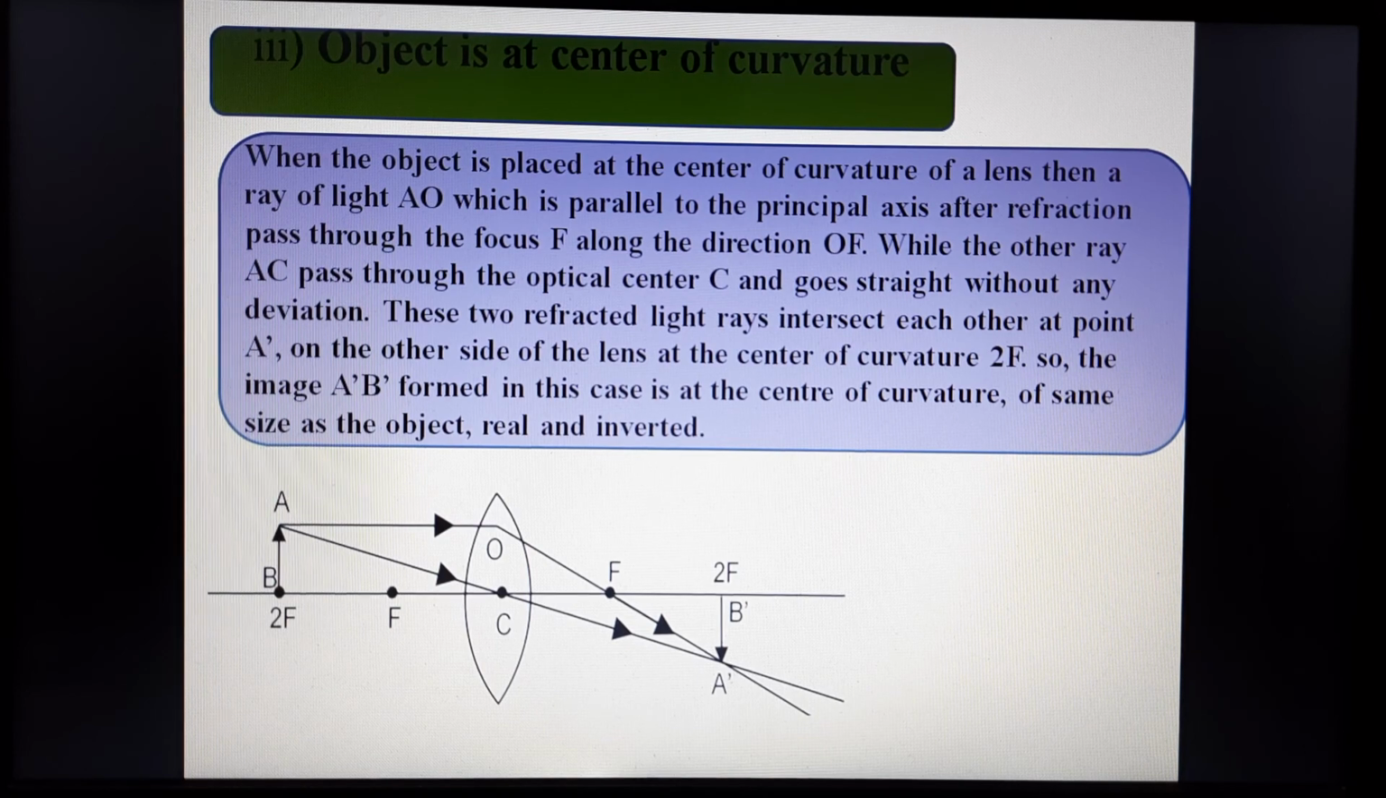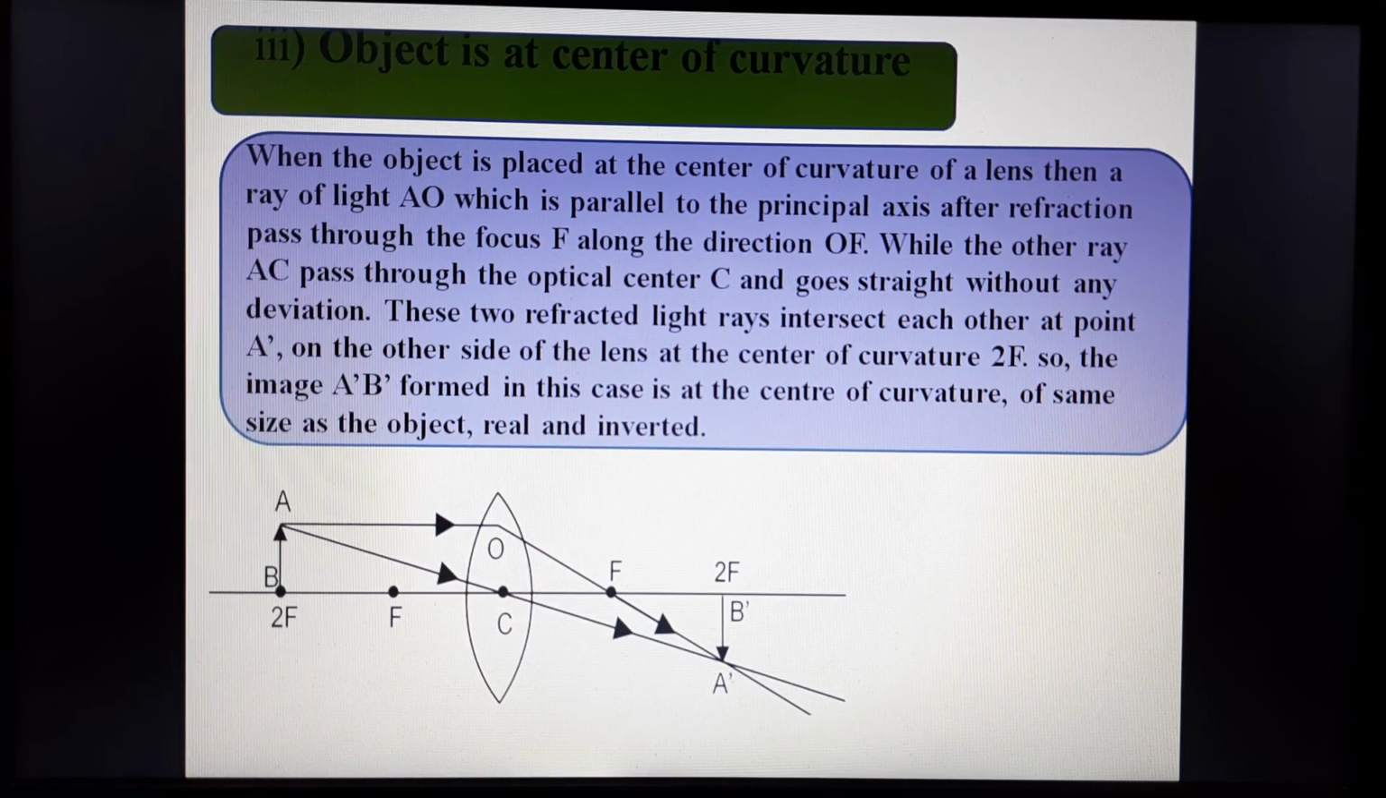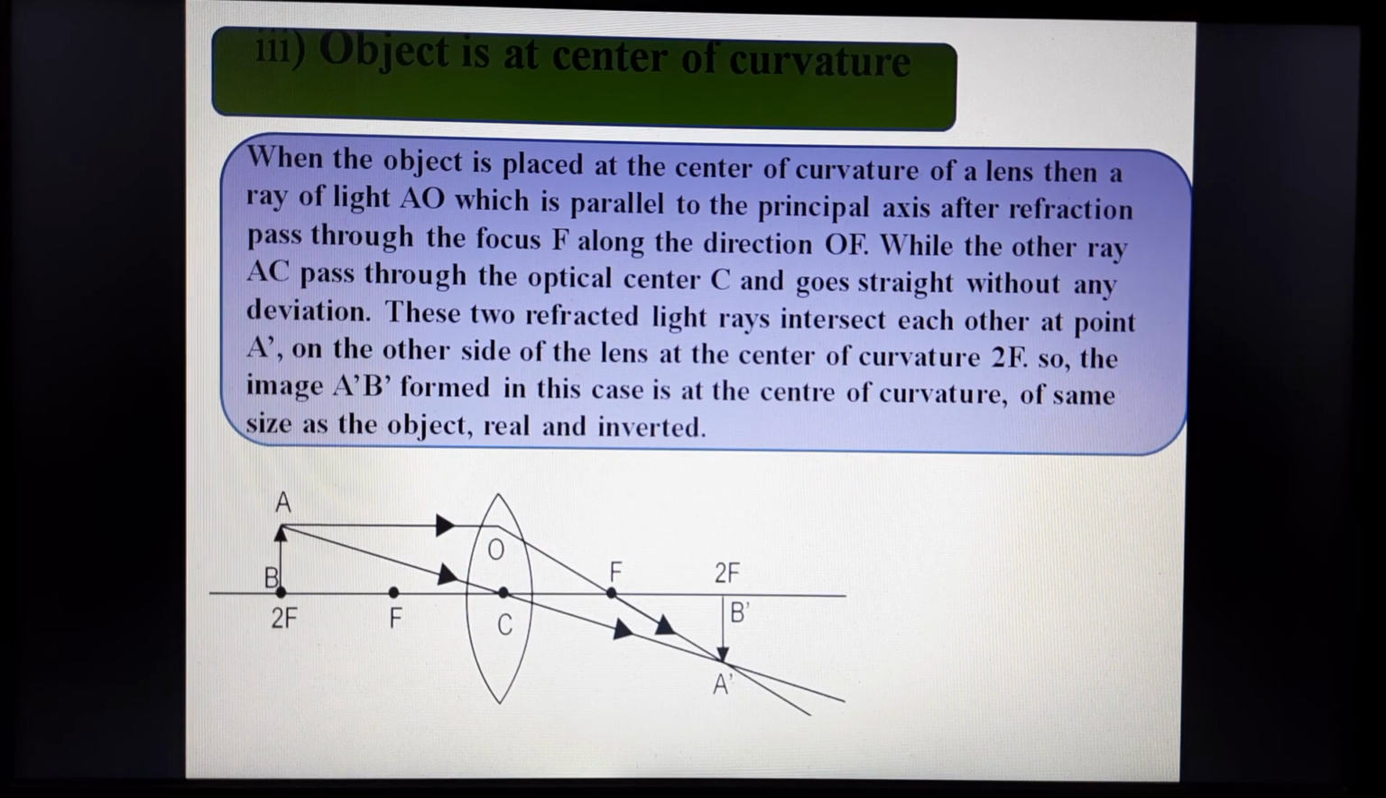According to the figure, when the object is placed at the center of curvature of a lens, a ray of light AO, which is parallel to the principal axis, after refraction passes through the focus F along the direction OF. The other ray AC passes through the optical center C and goes straight without any deviation. We know that when a light ray passes along the optical center, the ray will not deviate.